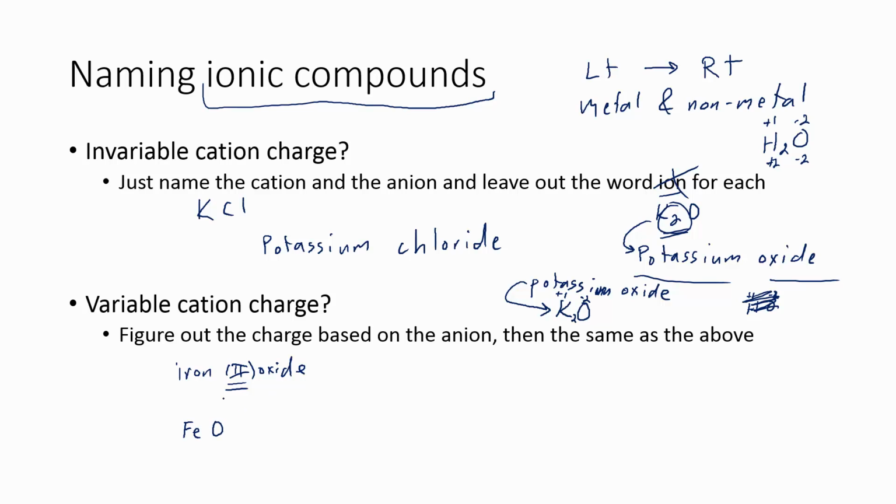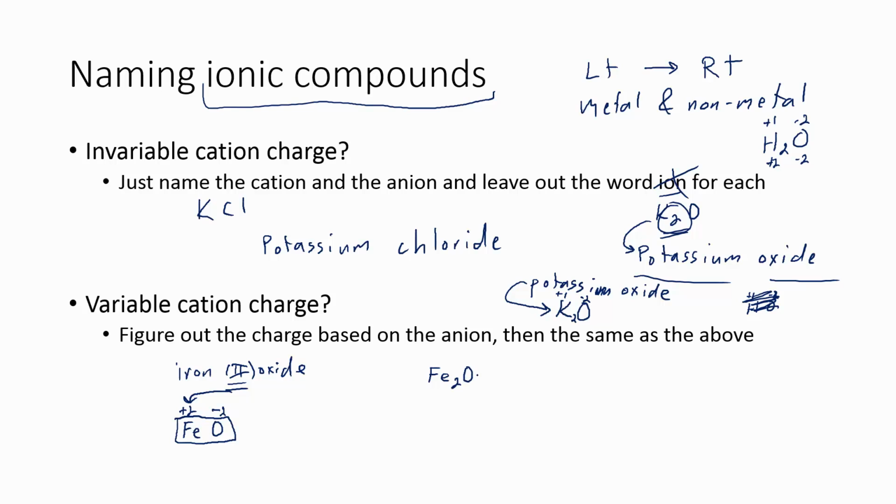So when we look at this molecule, iron 2 oxide, we know we have iron and oxygen. The 2 tells me I have a plus 2 charge for the iron. Where oxygen is on a periodic table tells me that's a minus 2 charge. So Fe and O are balanced with a 1-to-1 ratio, and we're fine.